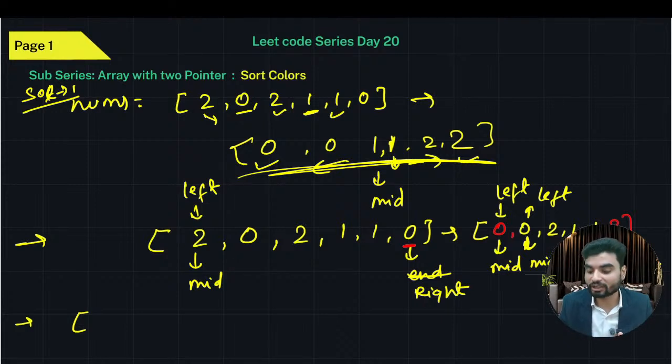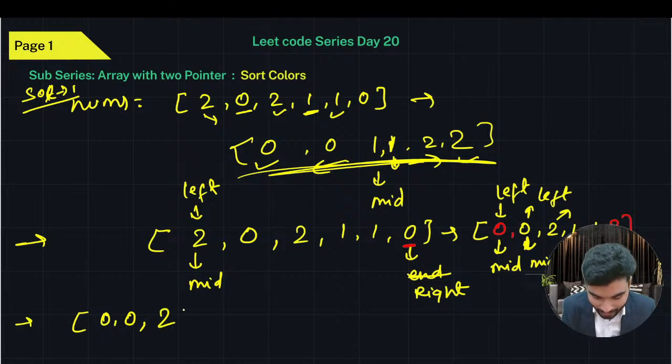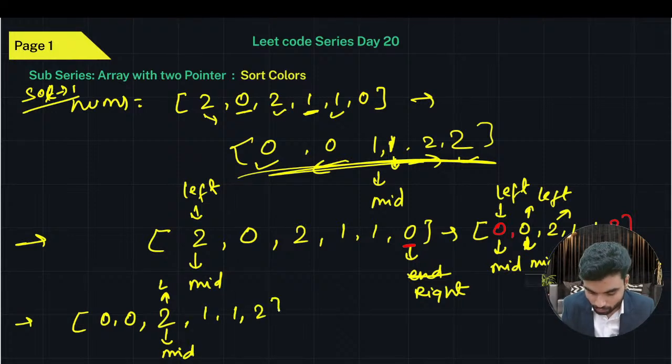If you have 0, then your left should increase, which means that in left you have the right value, and your mid should increase. So now where are we pointing? We have arrived here at 0, 0, and now at 2 our left is pointing, our mid is pointing. Right? Our mid is pointing. And now after that we have 1, 2. Right? And here we have right.